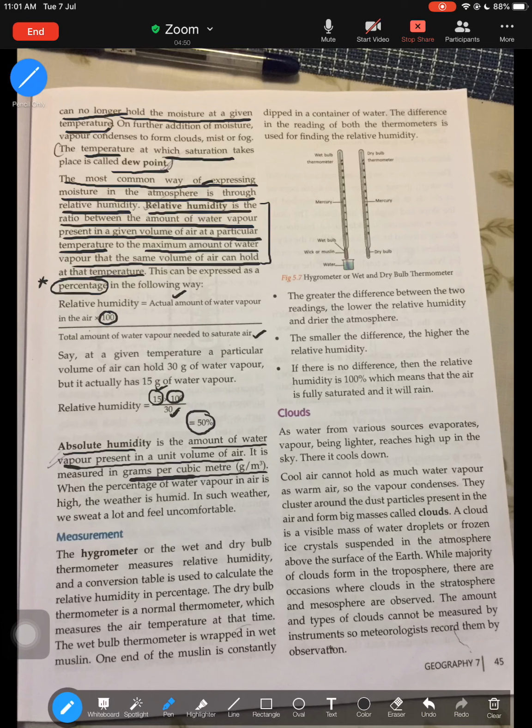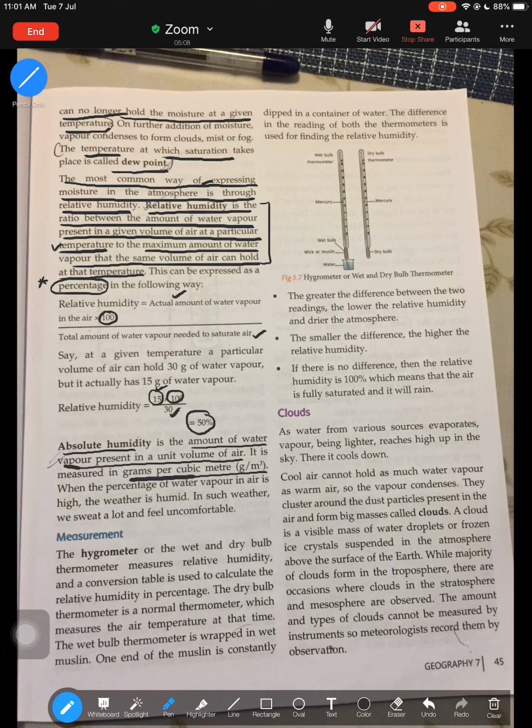It does not take into consideration temperature. That is why it is not the common or popular way of expressing moisture. Whereas relative humidity takes into consideration the temperature of the air. Whereas absolute humidity does not take into consideration temperature. That is why it is not a very common way of expressing humidity.